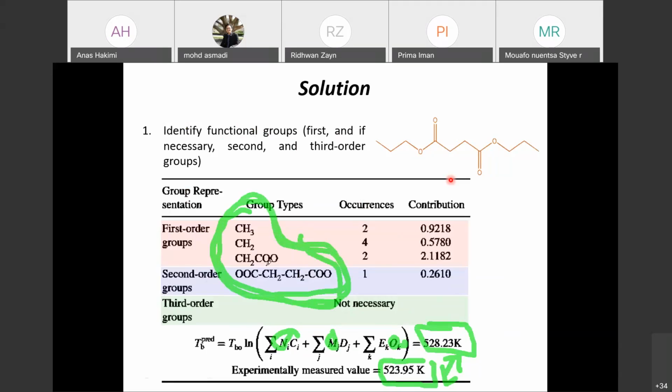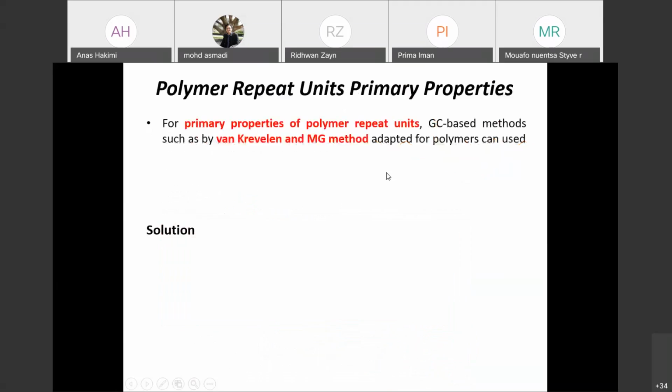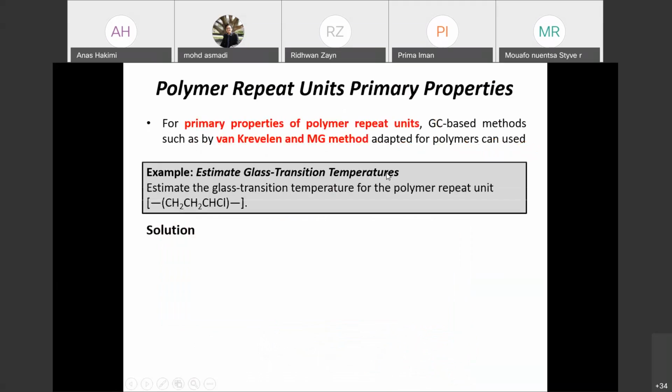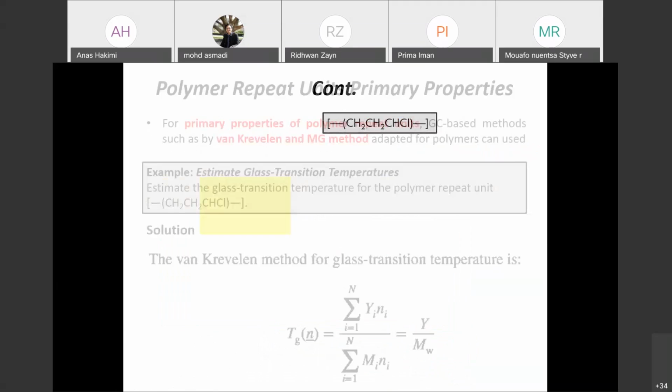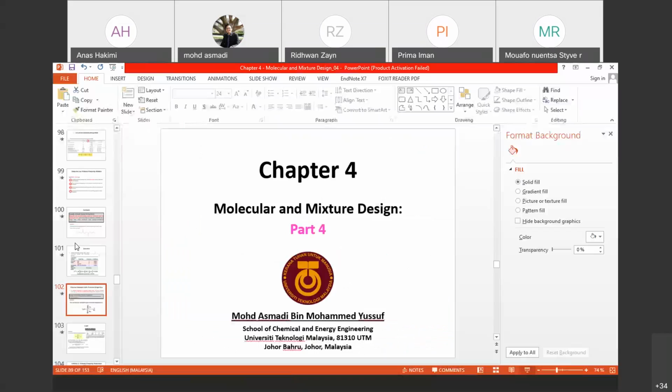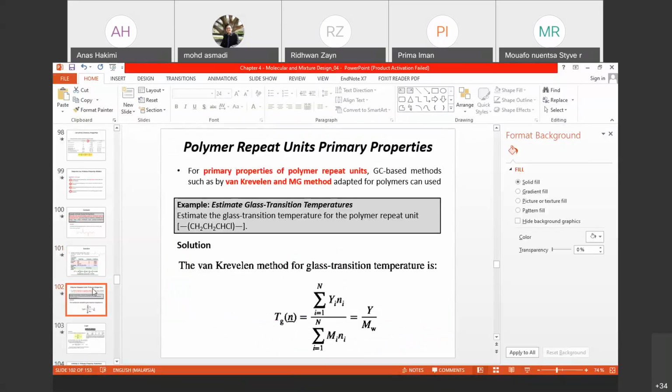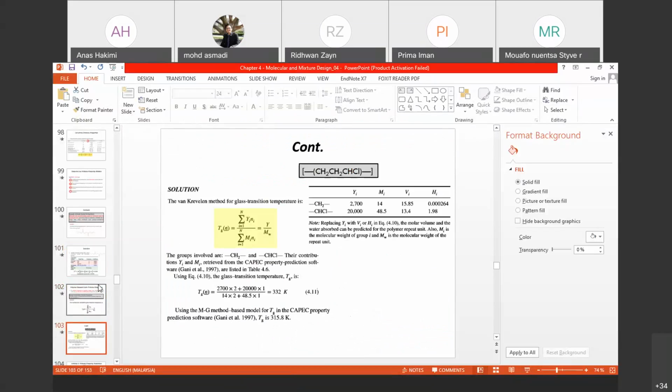So after this primary hierarchy, primary properties, you can move to the next step, which is the secondary properties models. So you can reduce another more target compounds. So that is for the primary.